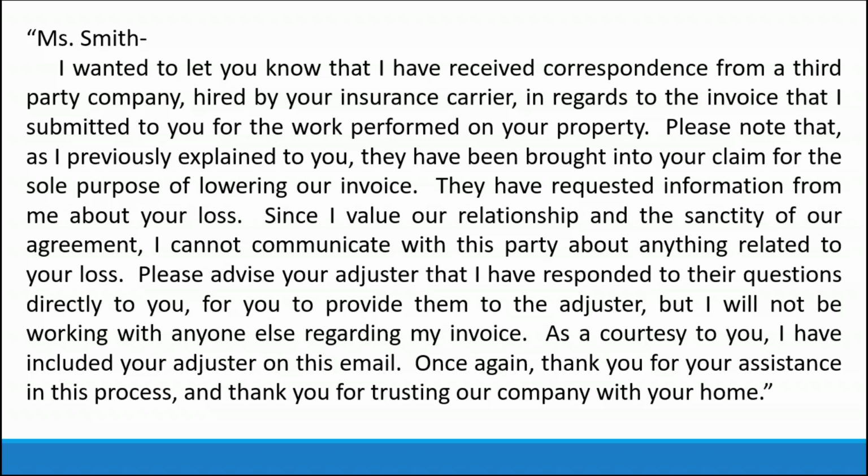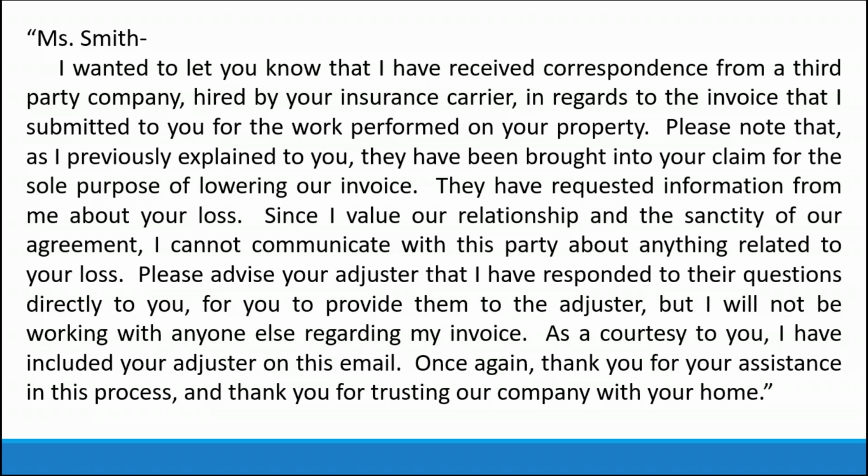This again is residential. So it starts off Ms. Smith, and obviously we're going to put in whatever the name of the client is there. I wanted to let you know that I have received correspondence from a third-party company, hired by your insurance carrier, in regards to the invoice that I submitted to you for the work performed on your property.